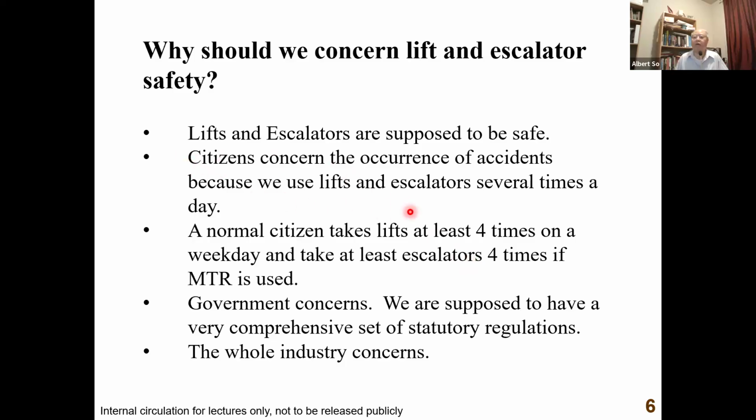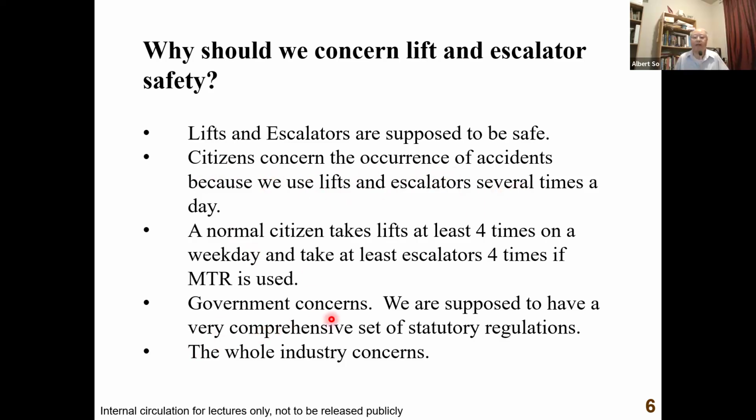That's why lifts and escalators in Hong Kong are used very frequently. For a lift in Hong Kong, we're talking about at least 40 on-off trips per hour during the peak hours. In Europe, they're talking about 1 to 2 or 3 trips per hour, or journeys per hour. But in Hong Kong, we're talking about at least 40. So these are very busy buildings. That's why citizens are concerned with the occurrence of accidents, because we use lifts and escalators many times a day.